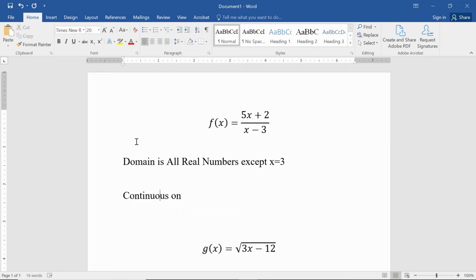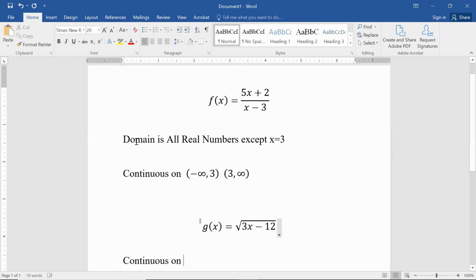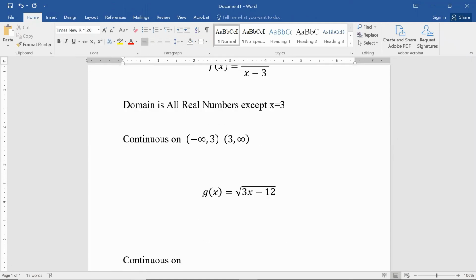Now, when the denominator is 0, that means x is equal to 3. That means our function is continuous from negative infinity up to 3, not at 3, but then it picks back up after 3 and goes to positive infinity. So anywhere from negative infinity to 3, and then from 3 to positive infinity, our function is continuous, but not at 3. Let's take a look at g of x.